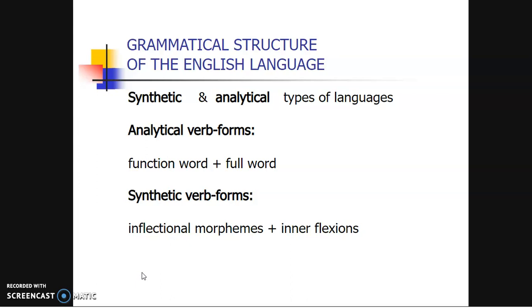So today we're going to talk about the grammatical structure of the English language. Yes, synthetic and analytical types of language. So we're going to talk about today's lesson. The analytical verb forms will be the function word plus full verb. Synthetic verb forms will be inflectional morphemes plus inflections.